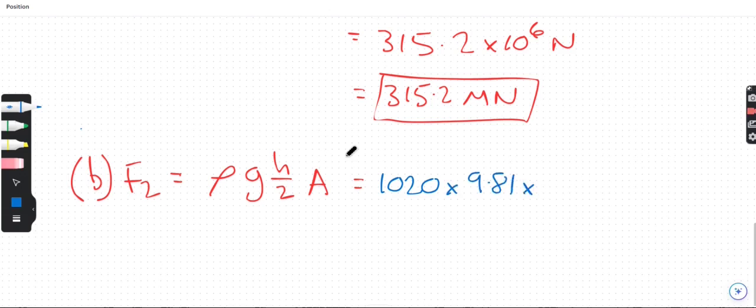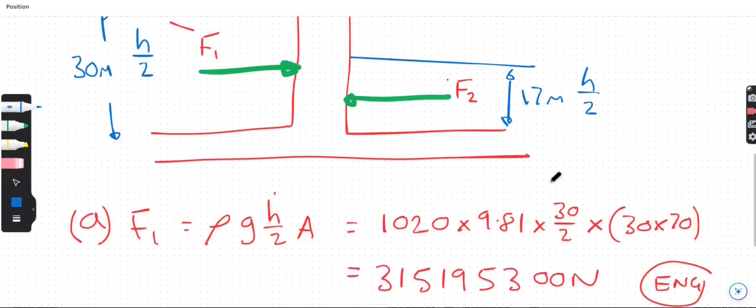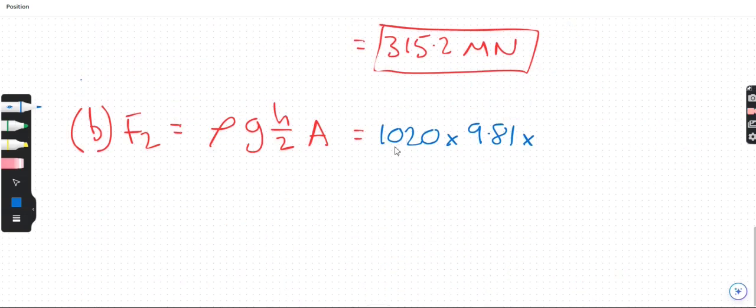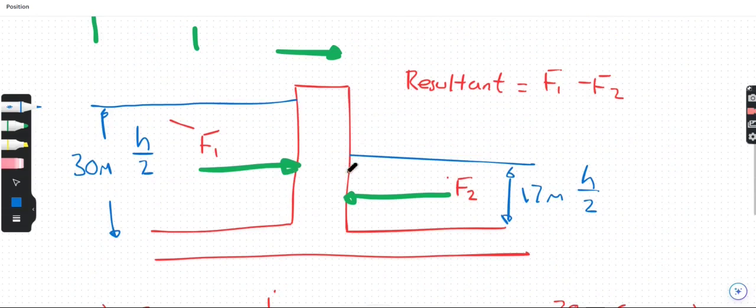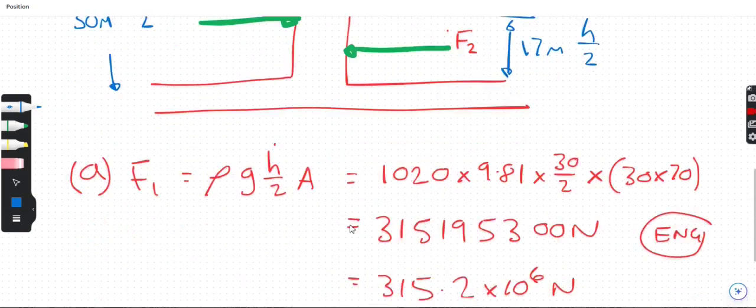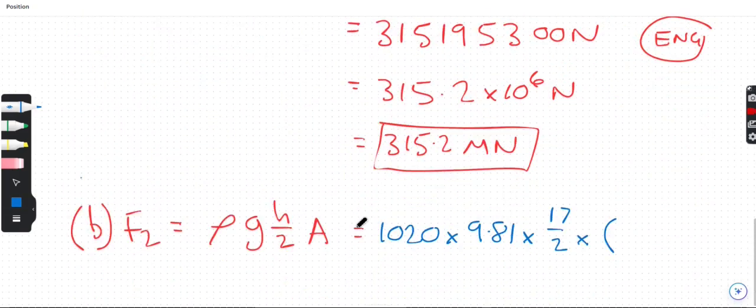The height now is different. The depth of water is different because we've got 17 behind it. So it's height divided by 2 because we're putting it halfway. So I'll do 17 divided by 2, times the area, which is a bit less. It's going to be 70 times that 17. How much water is touching the wall? So it's 17 times 70.